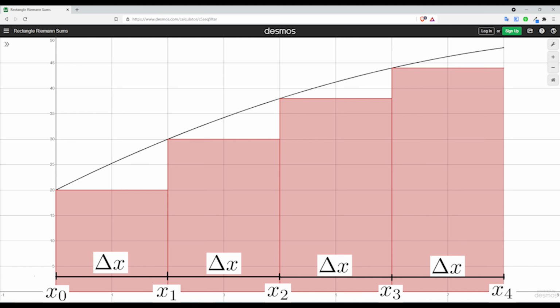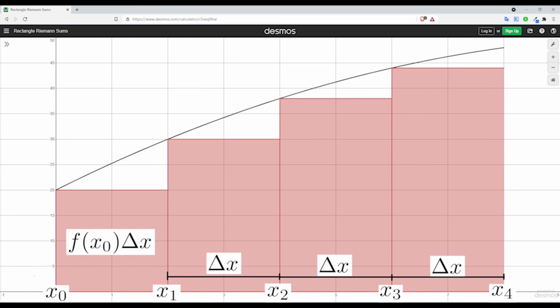So let's use this notation to figure out what the area of each of these rectangles is. So this first rectangle on the left is going to have a width of delta x and a height of f of x0. And the reason that's the height is because we are using the left endpoint approximation, and the left endpoint is x0, and so the height of this rectangle is the height of this function when evaluated at x0. That height there is f of x0. And so the area of this first rectangle is f of x0 multiplied by delta x.